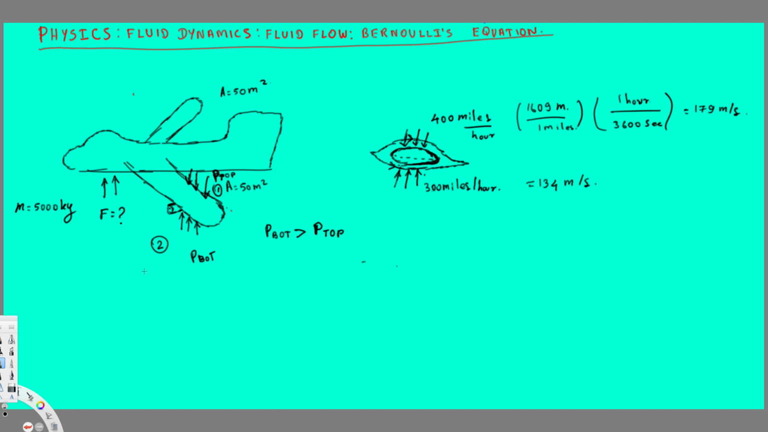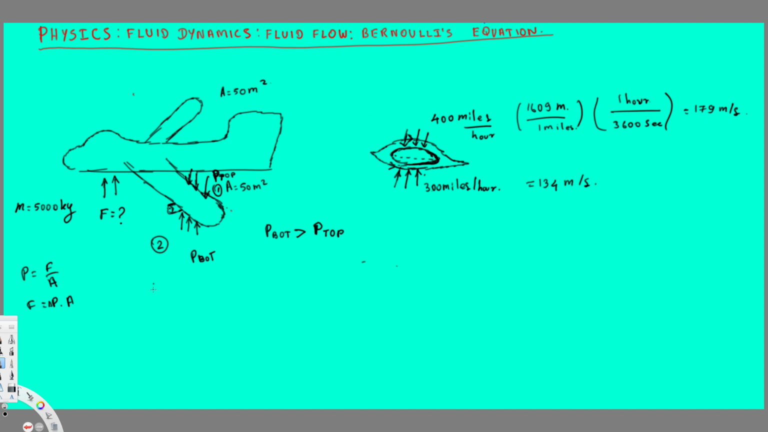We are going to apply Bernoulli's equation to find this, because we have to find the pressure, right? We know the area. P is equal to F over A, so F is equal to P times A. So this is delta P, the pressure change, times the area. We know the area is 50 meters square. So each wing has 50 meters square area, so this is going to be 100 total, but we have to calculate the pressure difference.